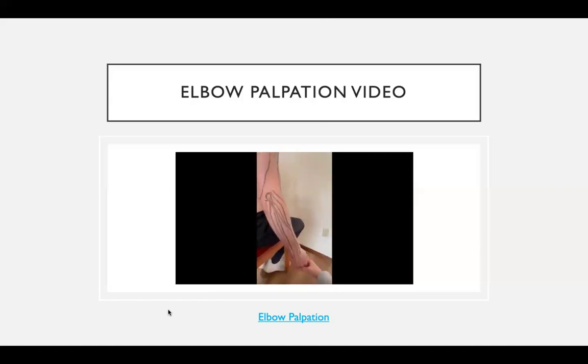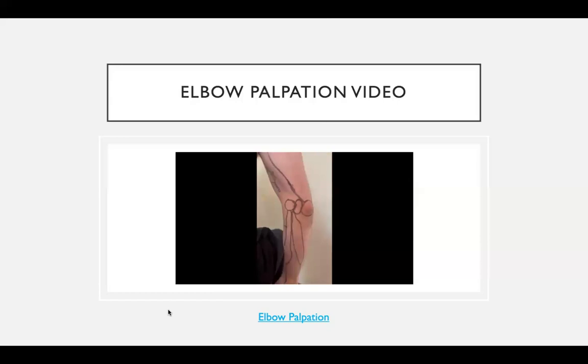For extensor carpi radialis longus and brevis, you can have your patient extend their wrist and abduct. Then we have the extensor carpi ulnaris, which comes from the lateral epicondyle to the base of the fifth metacarpal. To find this muscle, you can have your patient extend their wrist and adduct. Then we also have the supinator. This lies underneath all of them and comes from the lateral epicondyle across the back of the arm to the anterior portion of the radius. For this, you can have your patients resist supination.